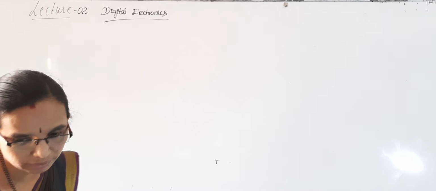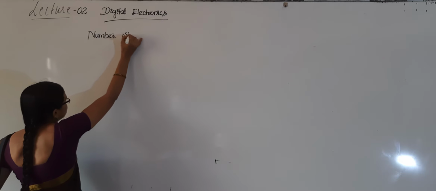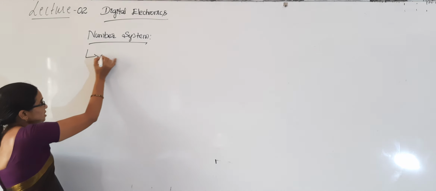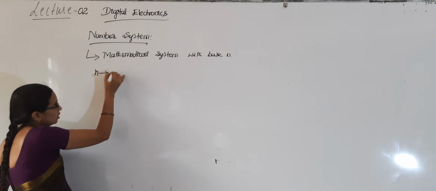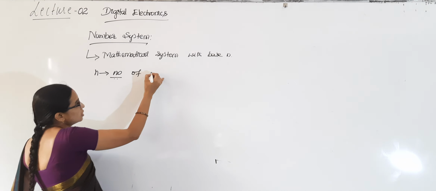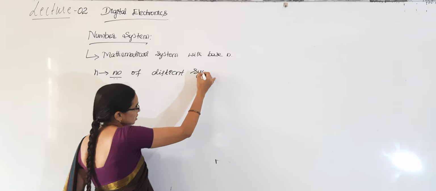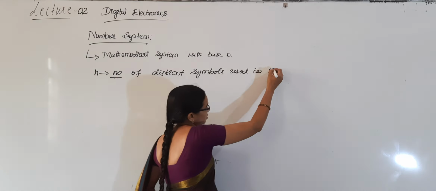Next is the number system. A number system is a mathematical system with base n, where n is the total number of distinct symbols used in that system.